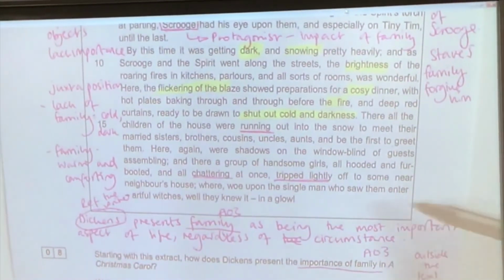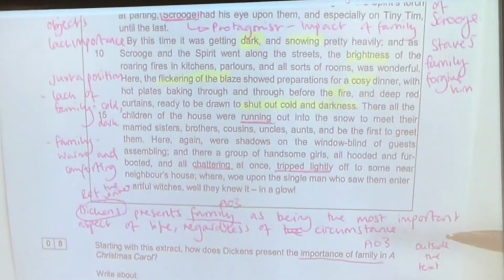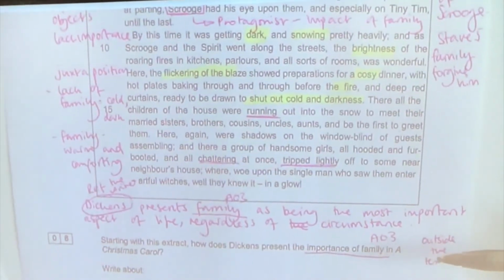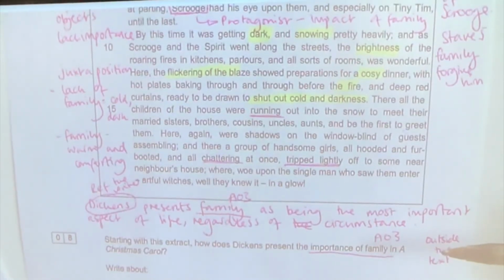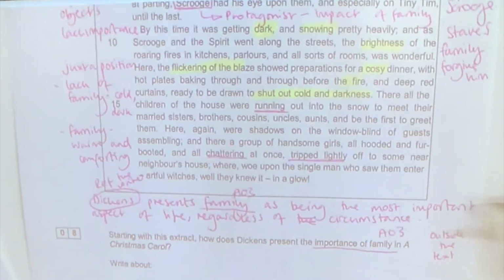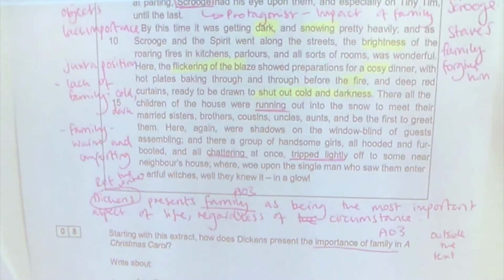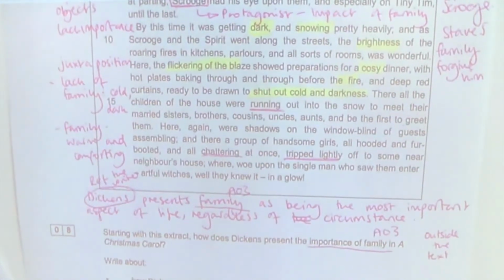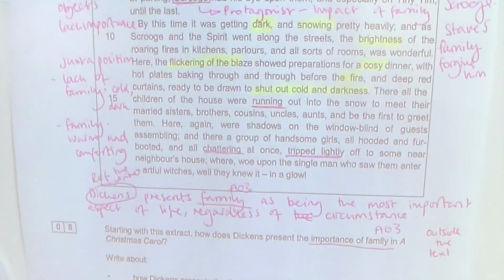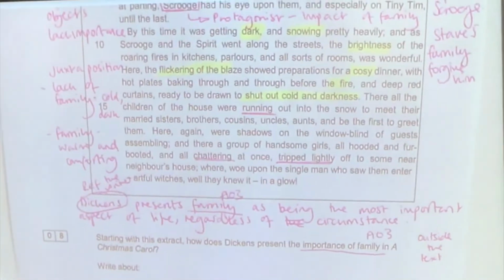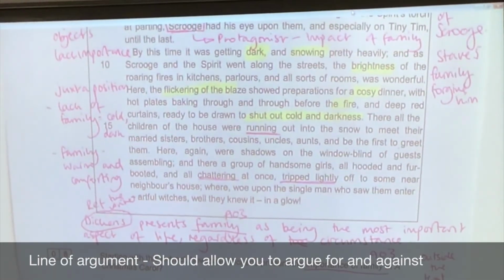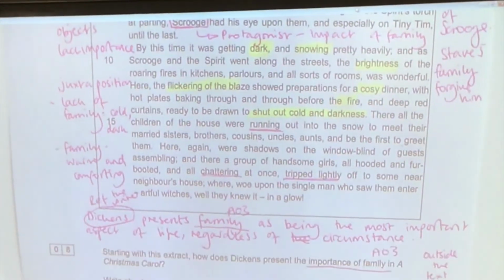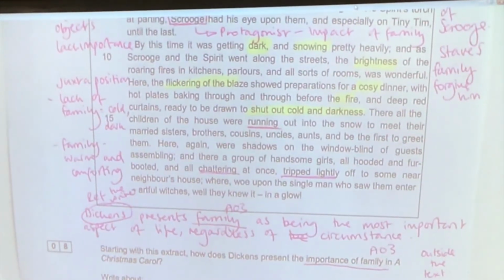And it might be that I get to the end of the essay and I've changed my mind and something else has come up as being more important than family. But it leaves that option open. You need to be able to argue for and against it. What you don't want is a line of argument that says something like, Dickens presents the idea of family really well. That's not what we're looking for here. It's not controversial, you can't argue for and against it, and it won't allow you to get the highest possible marks.